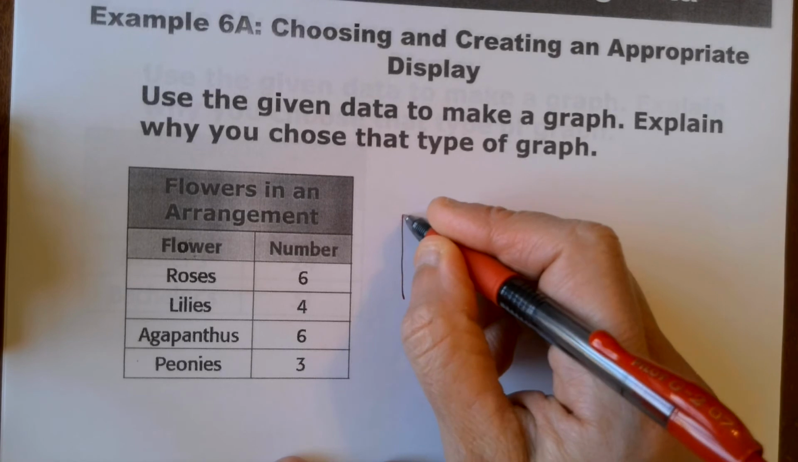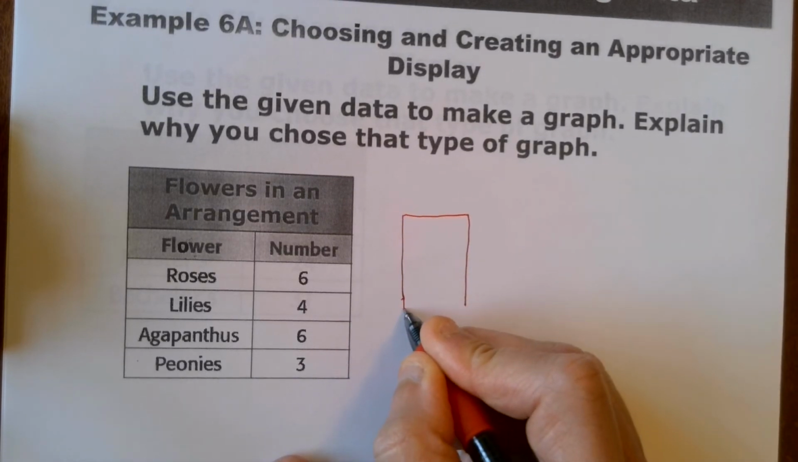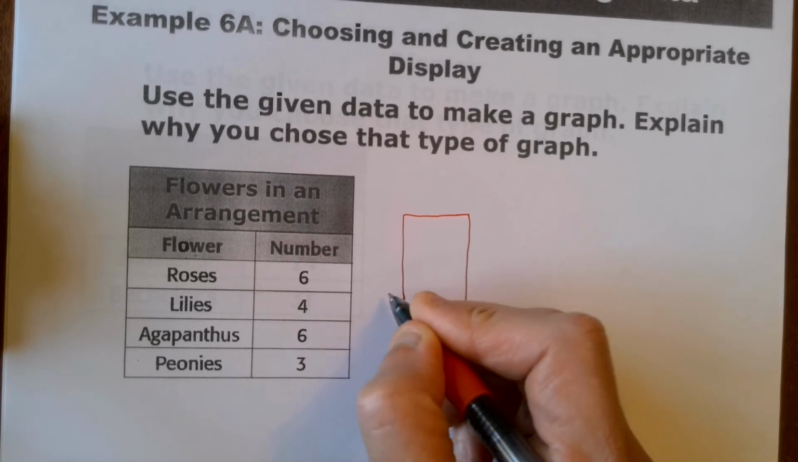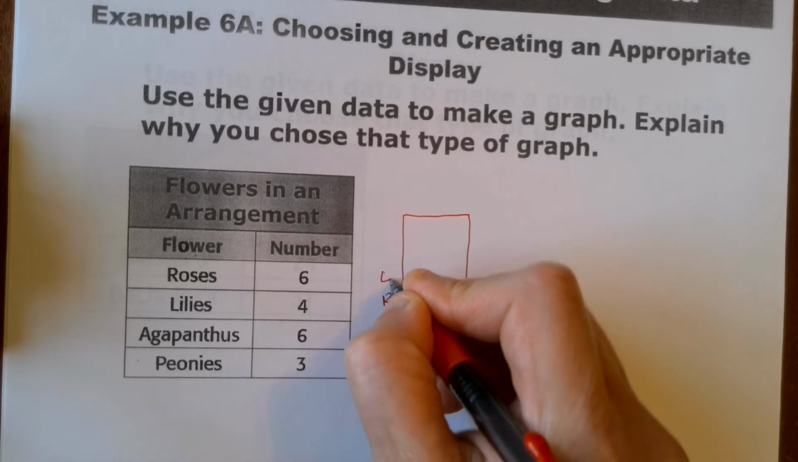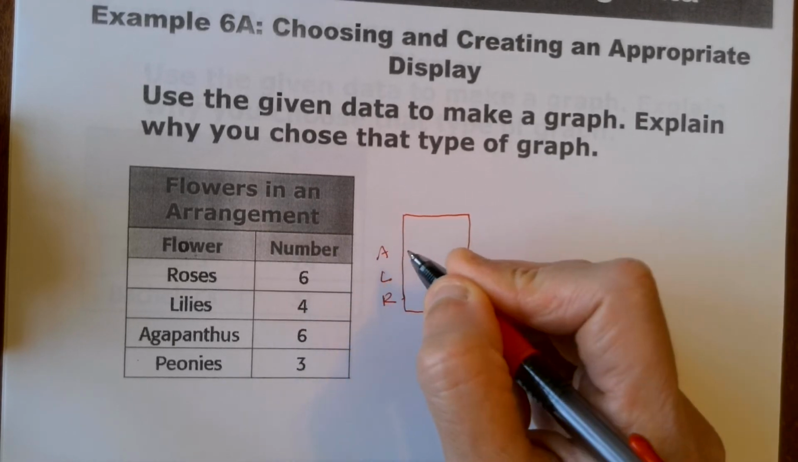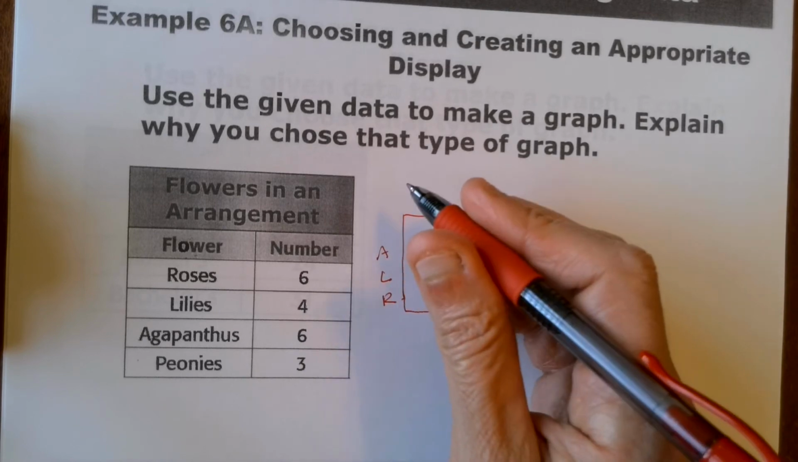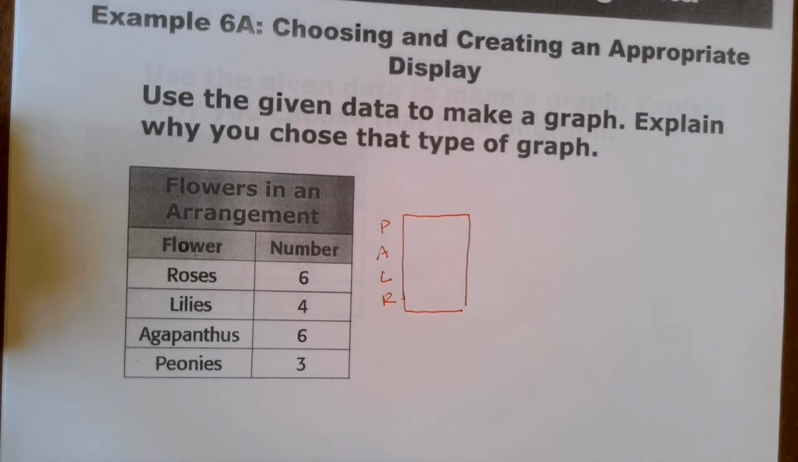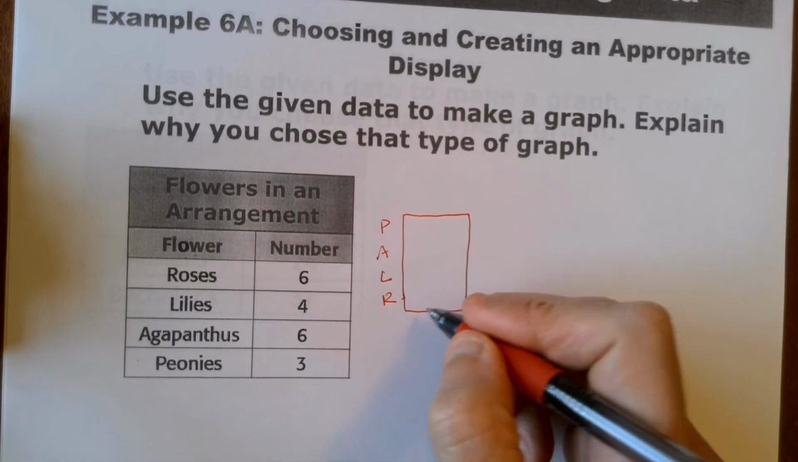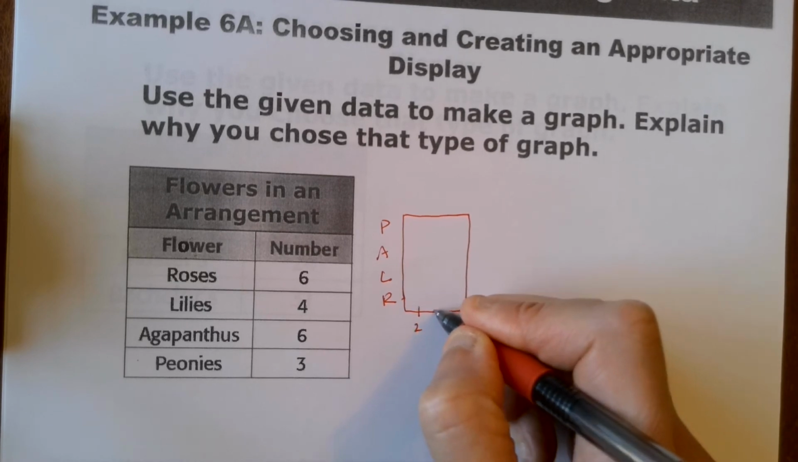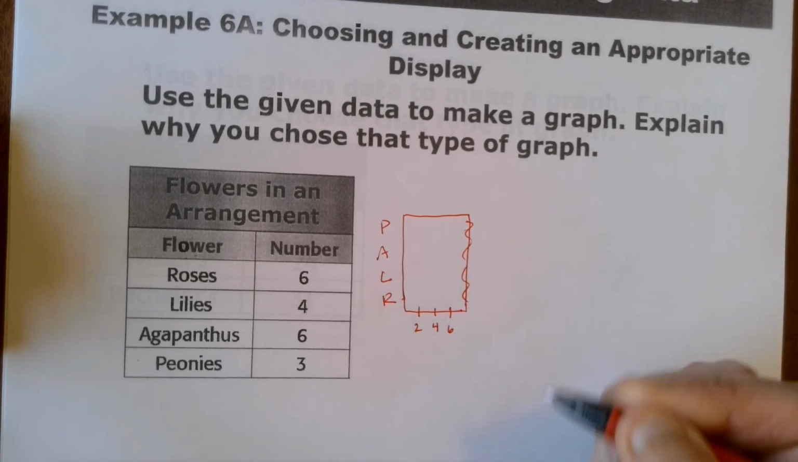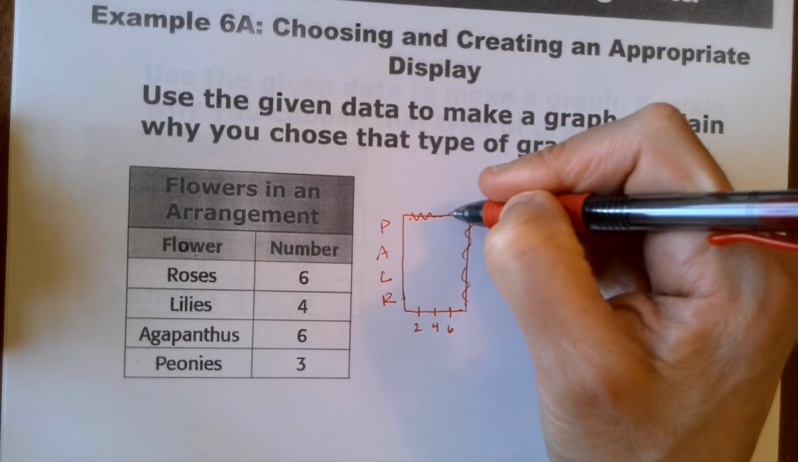All right, so let's do the horizontal one first. We're going to put the flowers on the side, so we'll have roses, lilies, agapanthus, I'm not sure, and peonies. Okay, those will go across, and then the amount on the bottom, and I see that it has to go up to 6, so I'm just going to go by 2, 4, 6. I don't know why I put this here. That doesn't really need to be there, nor does this, so I'm not sure what I was doing there.